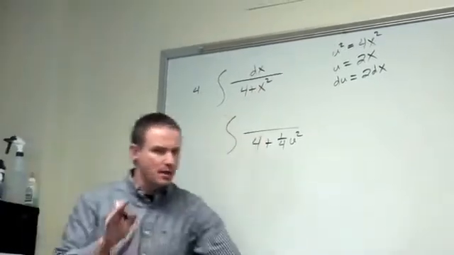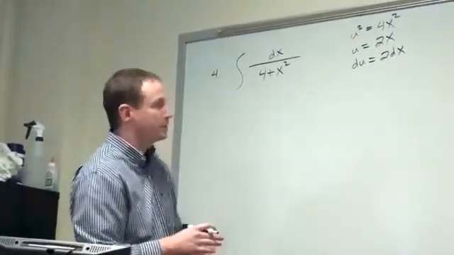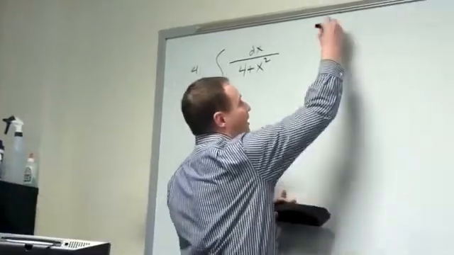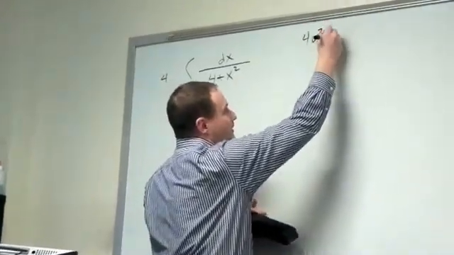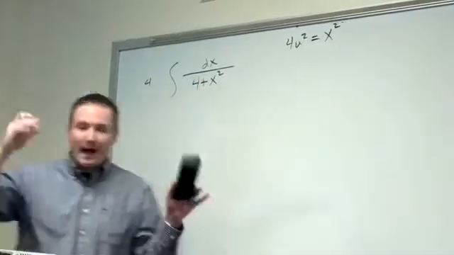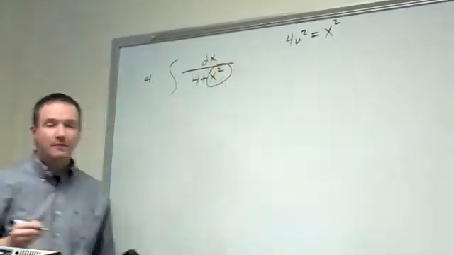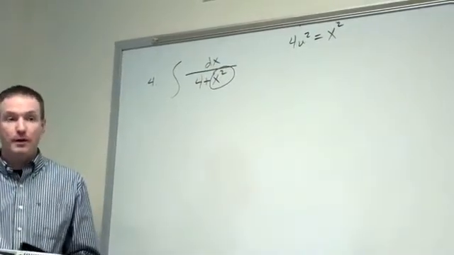Maybe I did that on purpose. No. I want a 4u squared in there. So I'm thinking, I want to replace x squared with a 4u squared so I can factor a 4 out of the denominator. Now this is the right track.